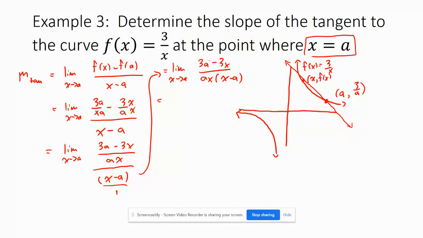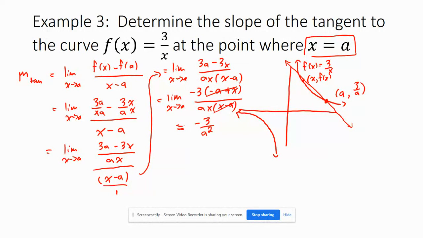Now for 3a minus 3x, I'm going to factor out a negative 3. The reason I'm doing a negative 3 is because that gives me a negative a plus x in the numerator. Negative a plus x is the same thing as x minus a. These can cancel out. And as the limit as x approaches a, I put in an a for my x value, and it's negative 3 over a squared. So this is going to be the slope of the tangent for any value of a I want.